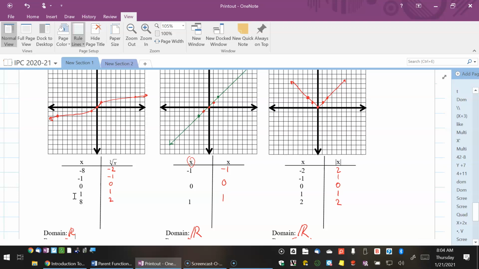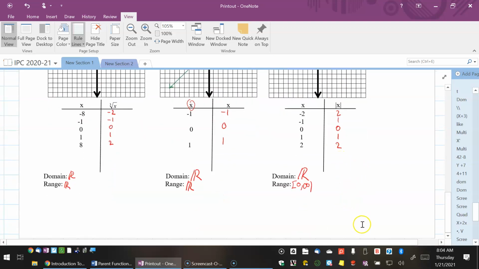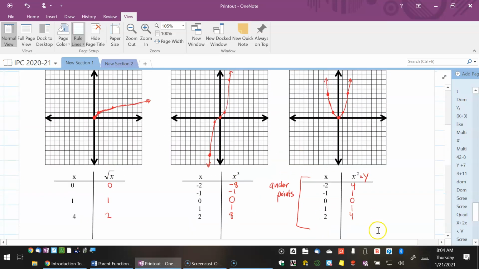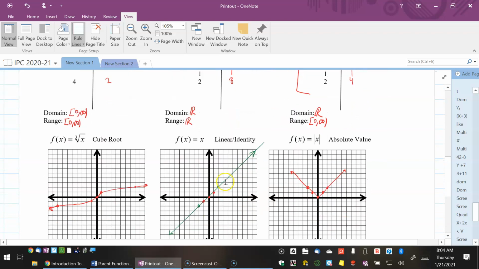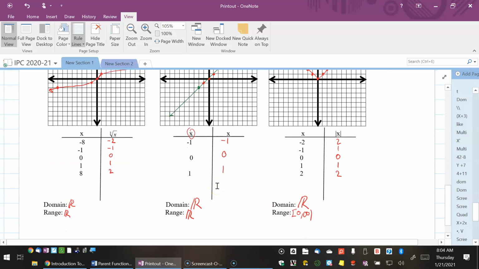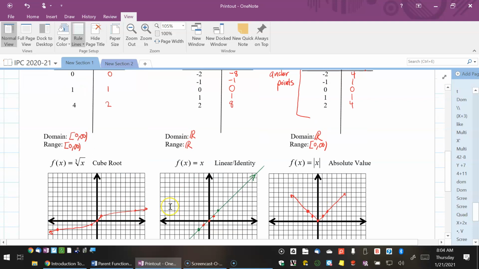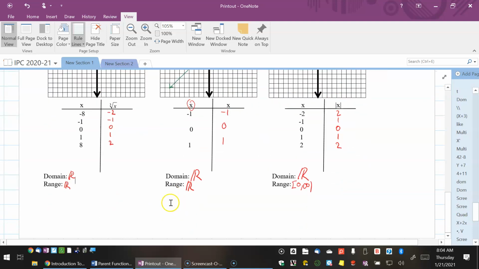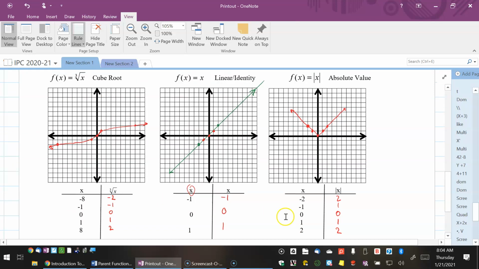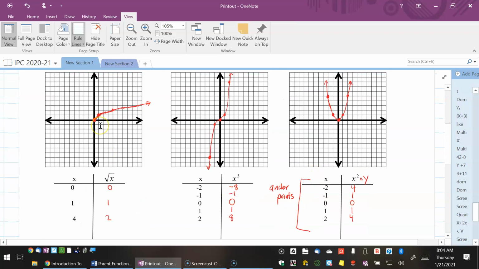As far as domain and range goes, this is where being familiar with the general shape of the graph helps. For all of these but square root, the domain is all reals. And for half of these, the range is all reals. For the other half, it's 0 to infinity, depending on the shape of the graph. And this is where knowing the shape helps.